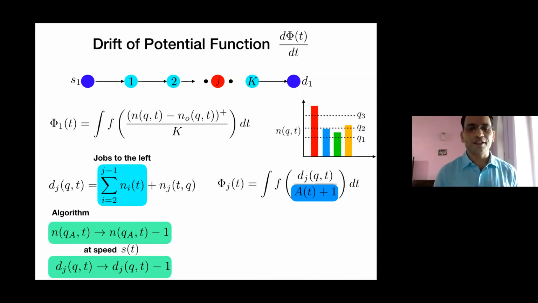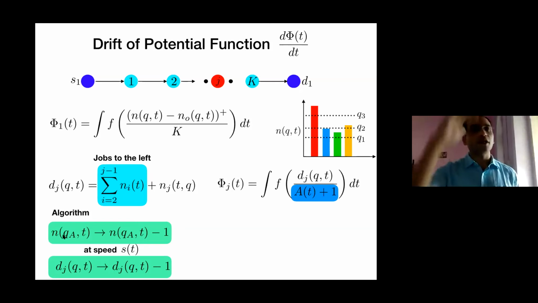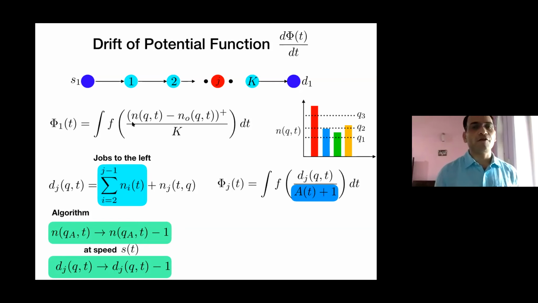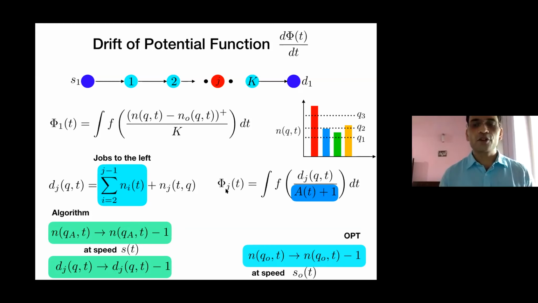The drift of the potential function is coming from the following reason. As the algorithm works, it's working at speed s of t, which we know or we can define. So what essentially ends up happening is that the quantity n of qa comma t ends up decreasing by 1. Remember, n of q is nothing but the number of jobs above a certain level q. At q, you're working an infinitesimal amount, so it drops by 1. That's what the change in phi of t looks like with respect to the working of the algorithm. For the OPT, we only have that for the phi 1. We don't have it for phi of j because we have not taken any contribution there. And those are the two.